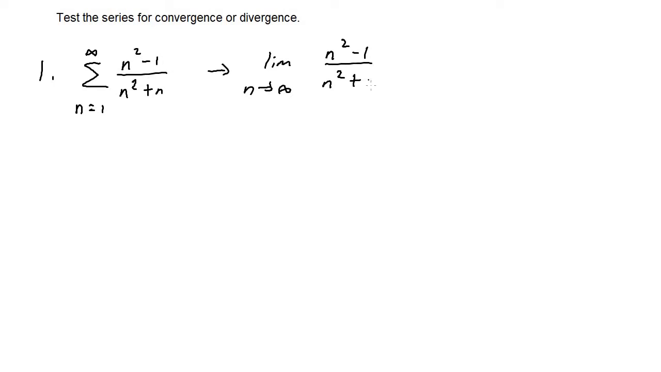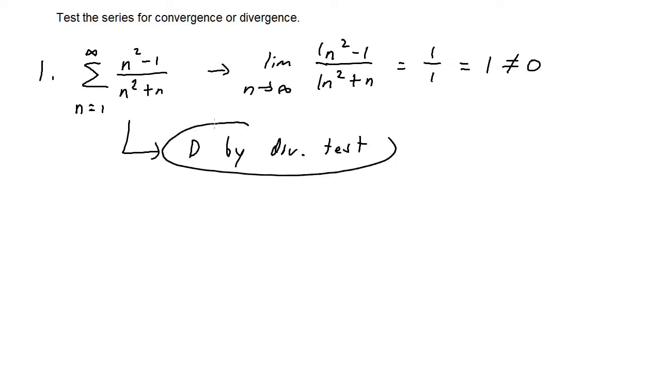In this case, we're just looking at, once again, the highest degrees of the numerator and denominator. So the highest degree of the numerator is n squared, and the highest degree of the denominator is also n squared. Because they are the same degree, we just take the ratio of the coefficients. Obviously that's just going to be 1 over 1, which means that the limit equals 1. The limit is 1, which is not equal to 0, and because the limit does not equal 0, we know the series will diverge by the divergence test, or the test for divergence.